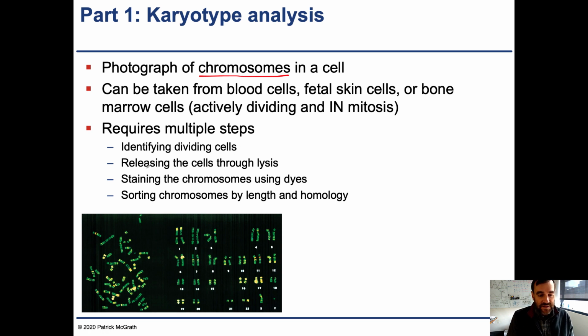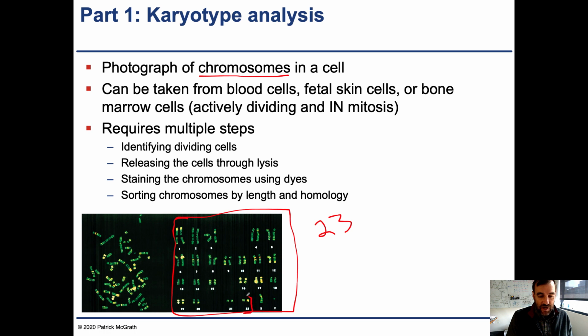And so if you follow these steps, so if you identify these dividing cells that are in mitosis, if you lyse the cells to release the chromosomes from the cells, if you stain the chromosomes using dyes that target DNA, and then you sort the chromosomes by length and homology, you'll get a karyotype that basically looks something like this. And so this is an example of a karyotype from humans, and you'll notice that there are 23 chromosomes. So humans have 23 unique chromosomes.